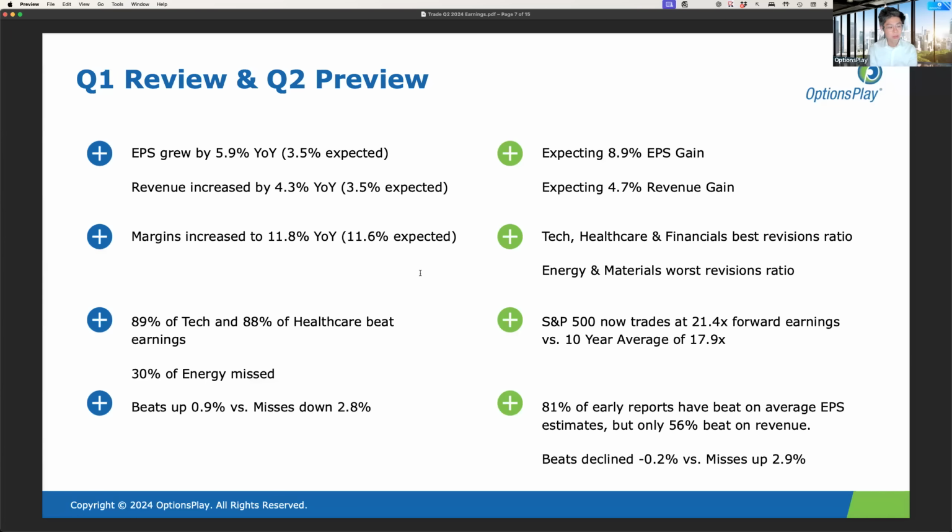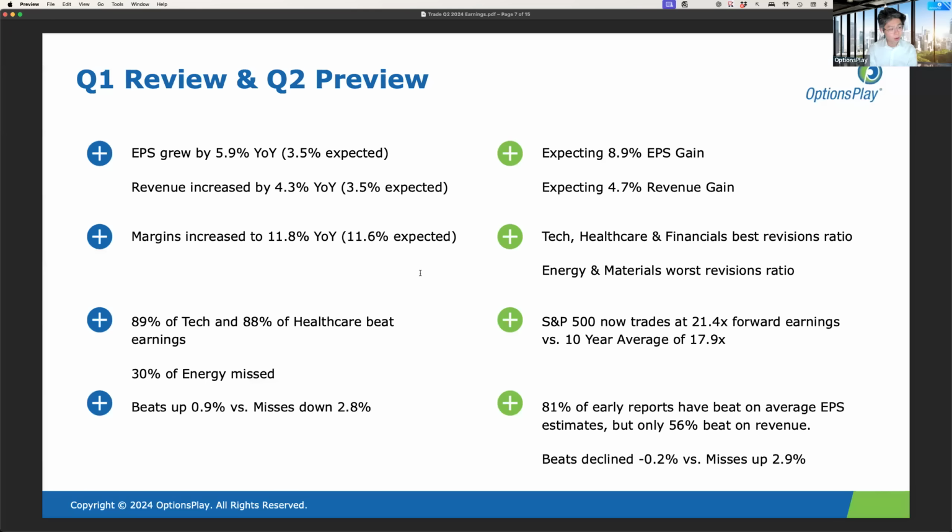So that EPS number is coming in very much around average, but that revenue number, only 56% of companies beating on revenue, is coming well below average. And this is really where, in my opinion, the risk starts to lie, right? Because earnings, to some degree, you can manufacture. You can reduce your spend, and that increases your earnings. But what you can't really manufacture is revenue, right? You either have the revenue or you don't.